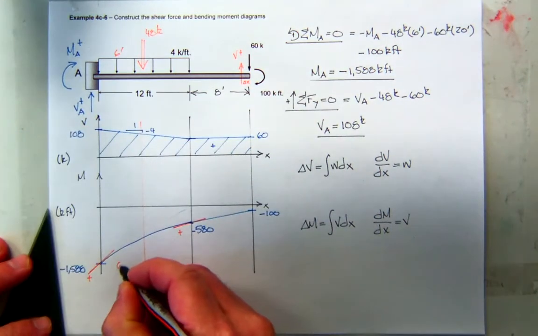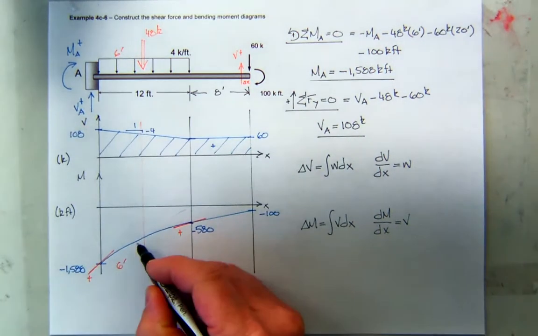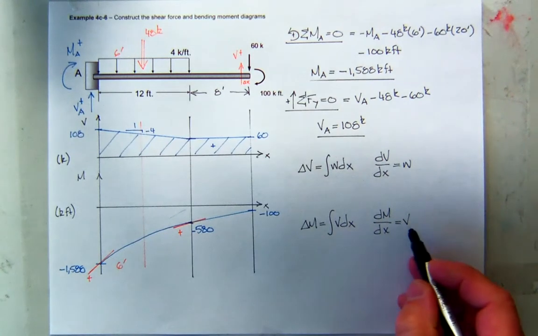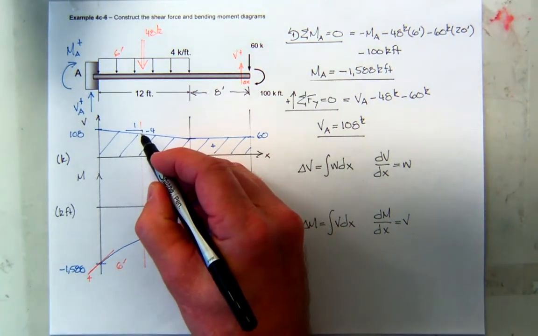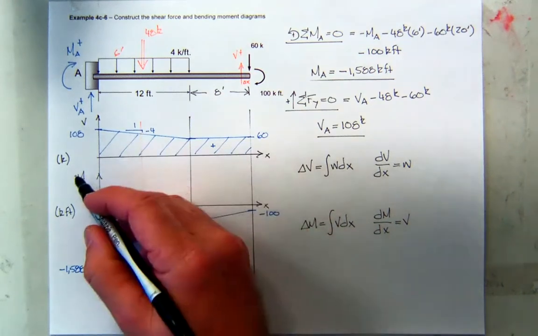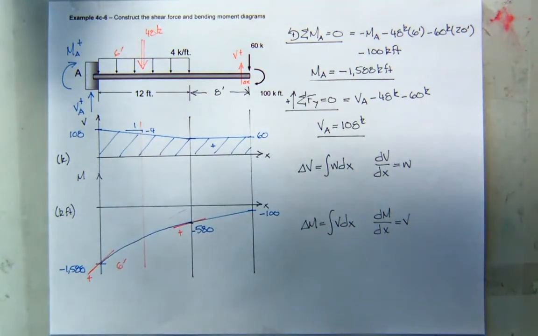At 6 feet, what's the slope of the moment diagram? The slope of the moment diagram is equal to the value of the shear. What's the value of the shear diagram at x equals 6? What's right in the middle? It's halfway between 108 and 60. 84. Is that too sophisticated?